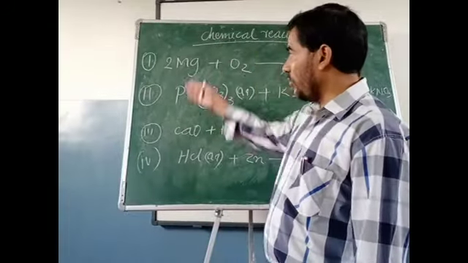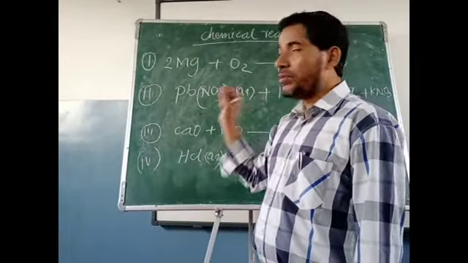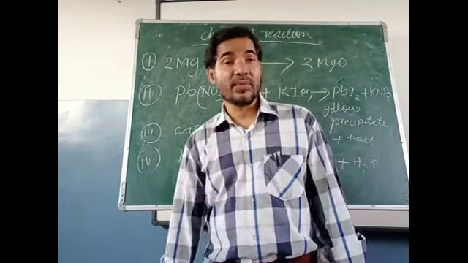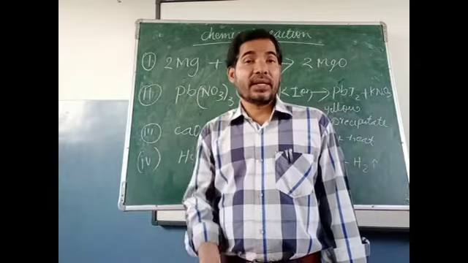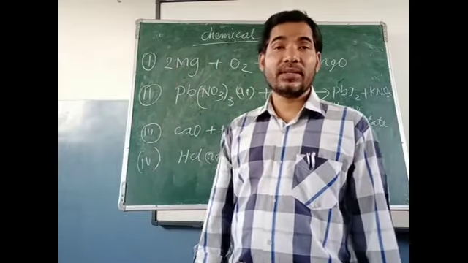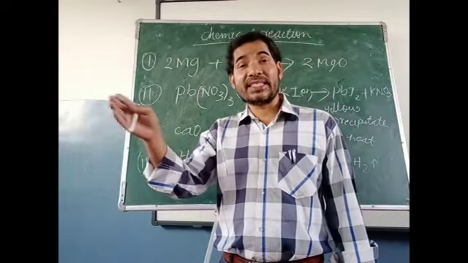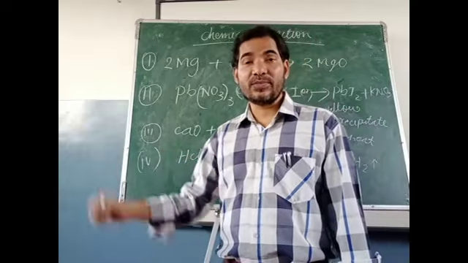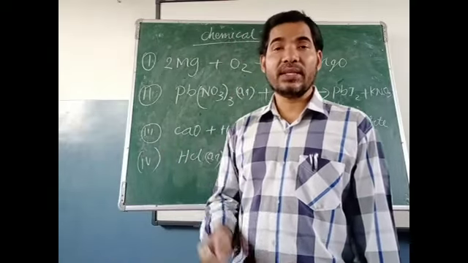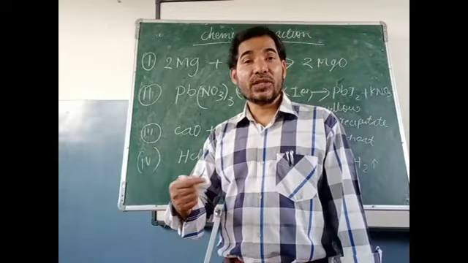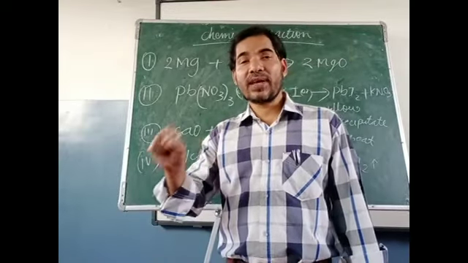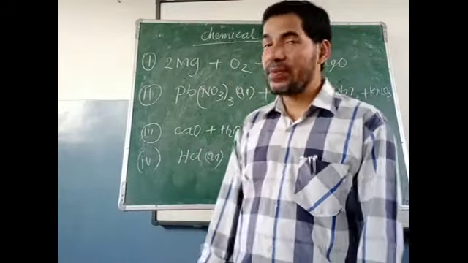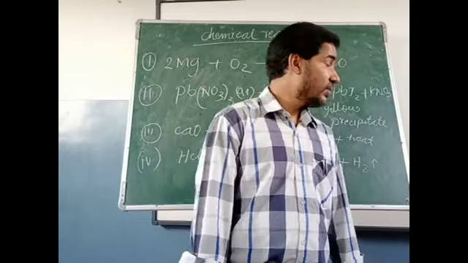So I have taken 4 examples for 4 different definitions of chemical reaction. Once again, I am going to say what are chemical reactions. Those reactions in which chemical properties of a substance get changed permanently, those reactions in which change in color takes place, those reactions in which change in temperature takes place, and those reactions in which evolution of gas takes place are called chemical reactions. So I have given some definitions of chemical reaction.